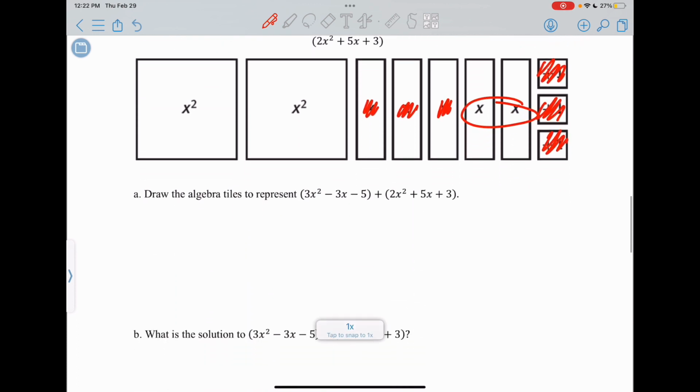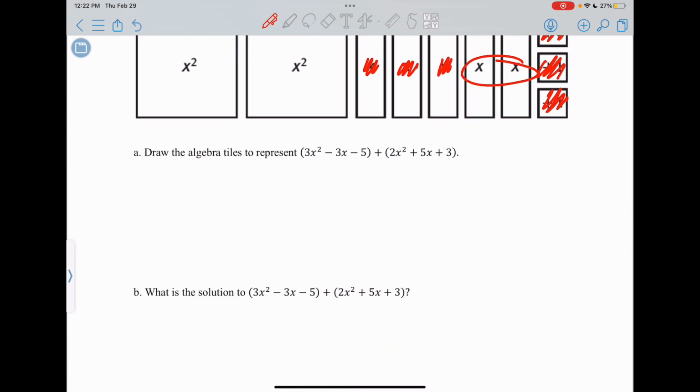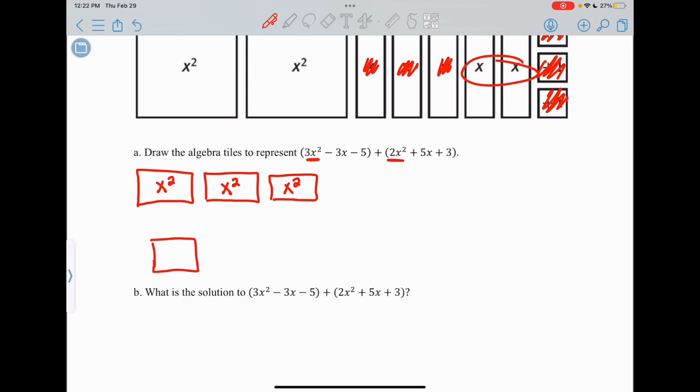So let's try this. It says, draw the algebra tiles to represent 3x squared minus 3x minus 5 plus 2x squared plus 5x plus 3. I will use different colors to show the different algebra tiles. So I'll start with my x squareds. I need to have 3 of those, 3 x squareds for my first polynomial. And then I need to do 2 x squareds for my second polynomial.